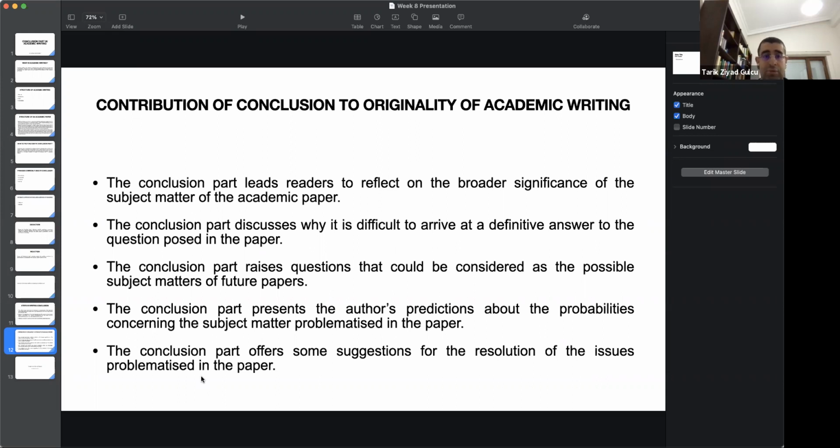So the conclusion part does not only bring a summary of the papers, but it also offers some suggestions for the problems or predictions of the author concerning the features of the subject matter, or some questions that may help the researchers to expand or to improve their researches.